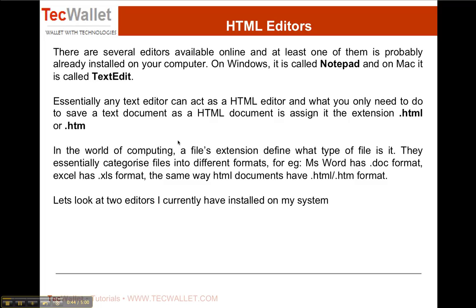Now what I mean by that is that in order for a text file to act as an HTML file, all that needs to be done is that you need to have the extension .html or .htm at the end of the file name. So plain text files are saved with extension .txt. However, if a text file has to be used as an HTML document, then that extension has to be changed from .txt to .html or .htm.